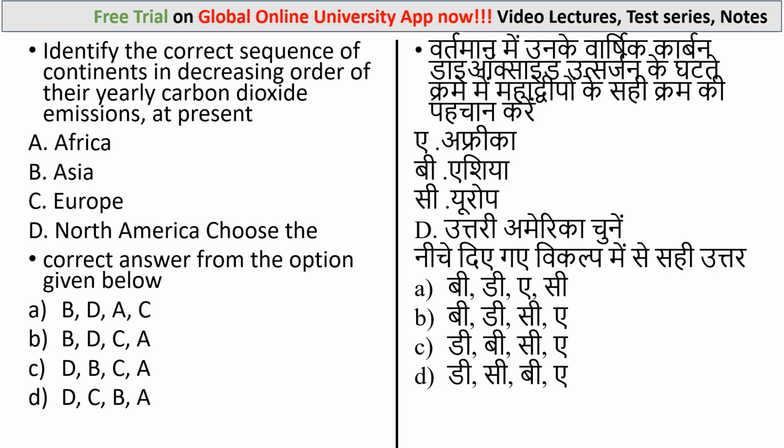Identify the correct sequence of continents in decreasing order of their yearly carbon dioxide emission at present. The continents given are Africa, Asia, Europe and North America. Choose the correct answer from the options given below.